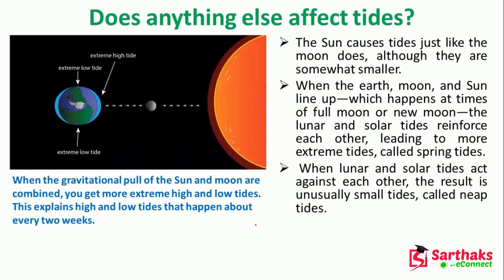So here you have to remember one thing: neap tides, and spring tides. Whenever the lunar and solar tides reinforce each other, at that time it is called spring tides, and when you have lunar and solar tides against each other, at that time there will be neap tides. So that means yes, the sun also affects the tides.